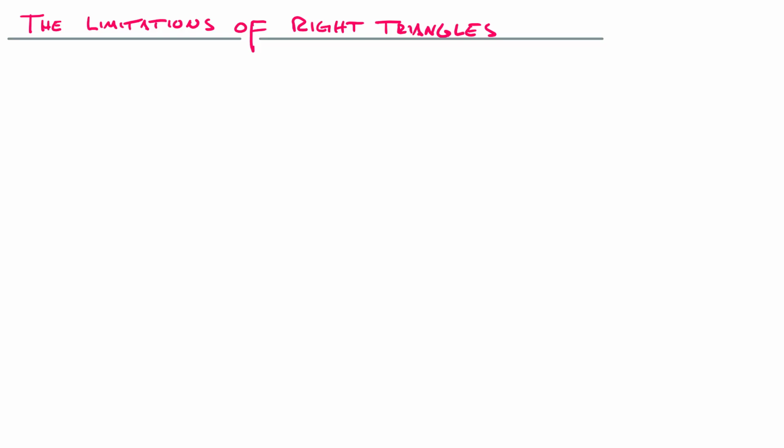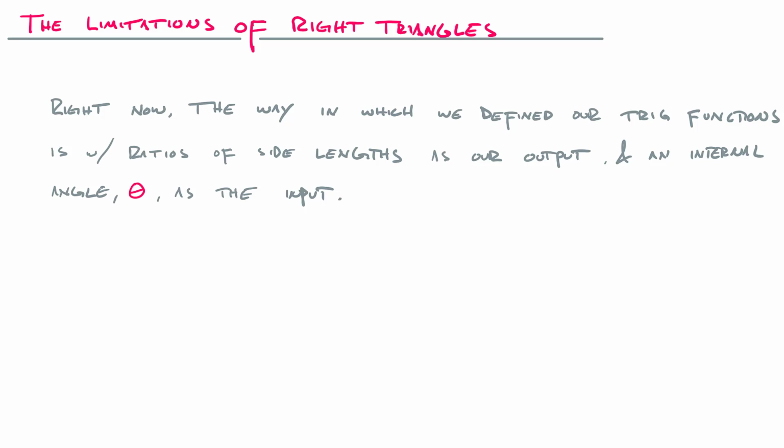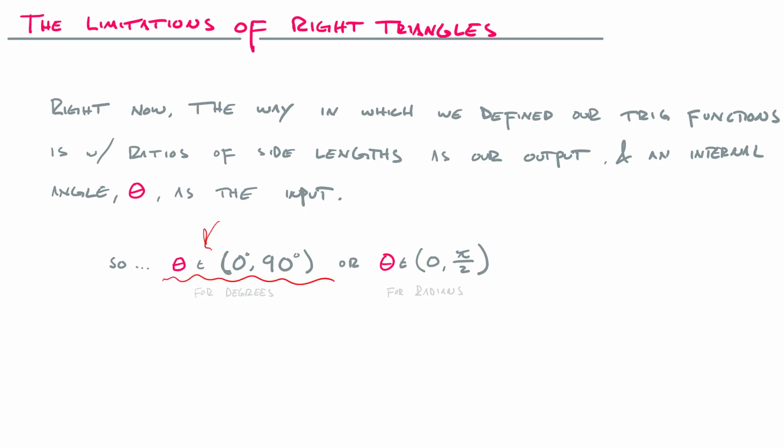So first we're going to talk about the limitations of the definitions of trig functions that we have right now, which is the way that we define them is that they're ratios of side lengths of a right triangle as our output of the functions, and then the input is an internal angle theta inside the right triangle, but theta is not the right angle, right? It's one of the other two angles that are inside of the triangle. Now, because of the way that we've defined this, theta has to be in the interval 0 to 90 degrees or 0 to pi over 2. If you're not familiar with this notation, this is a domain notation essentially. This means in, right? So theta is in this.